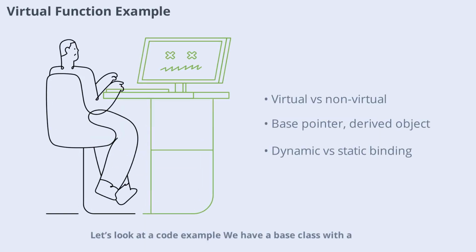Let's look at a code example. We have a base class with a virtual function print and a non-virtual function show. The derived class overrides print. When you call print through a base class pointer pointing to a derived object, the derived version is executed. However, calling show always invokes the base class version since it's not virtual.